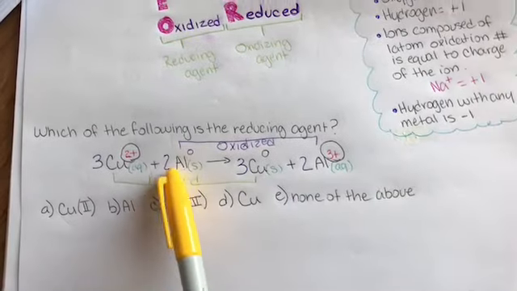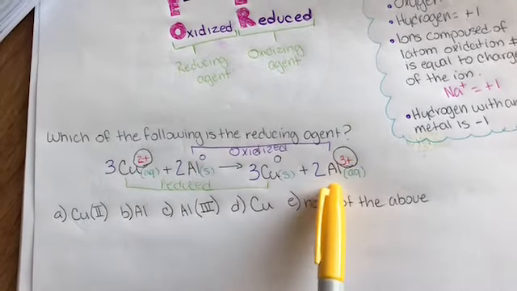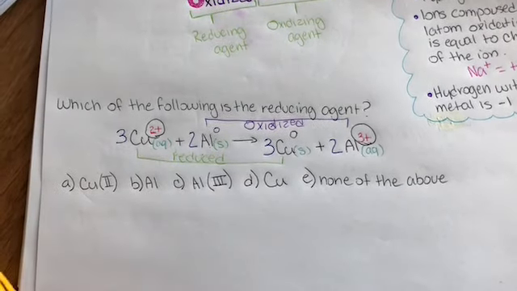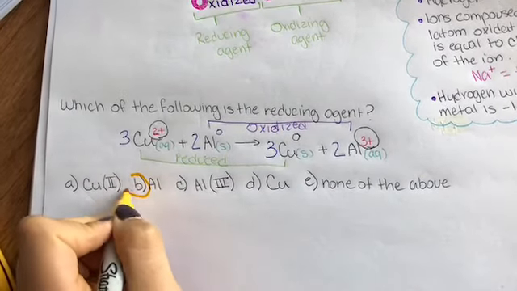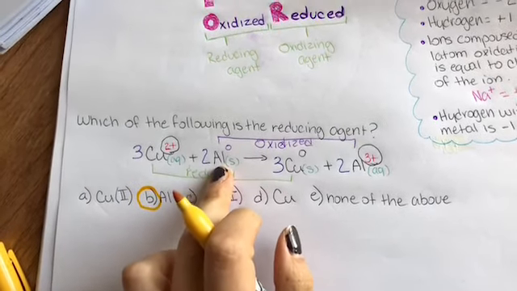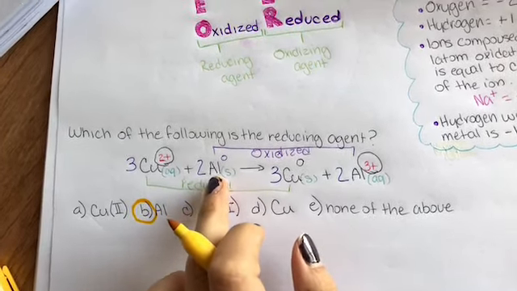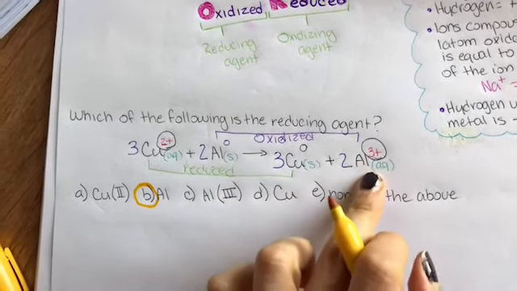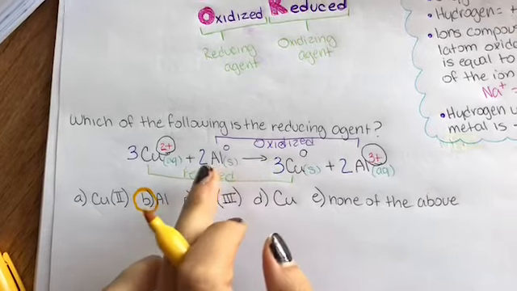Now that we know that Al is the one that's being oxidized and it is the reducing agent, then we need to understand why B is our answer. That is because Al is the one that is being the agent. It is the one that is being oxidized into Al3+, so that makes this the reducing agent.